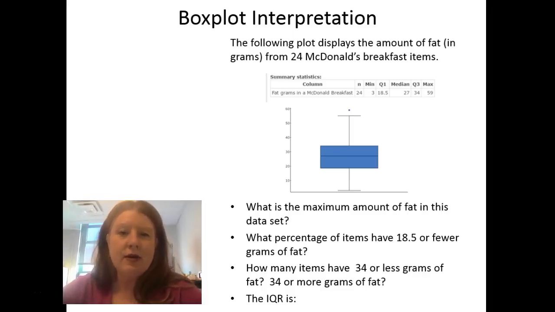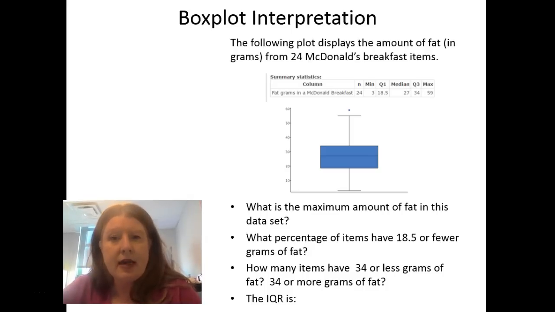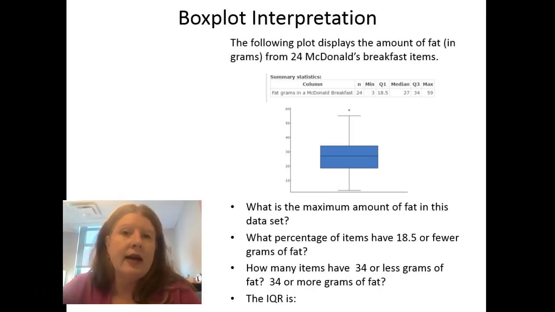Okay, we'll continue on with some more graph interpretation. Now let's look at box plots and how we would interpret a box plot. So here I have some data about the breakfast items at McDonald's. We have 24 different breakfast items, and we're looking at the amount of fat in grams contained within these items. We want to look at that distribution.